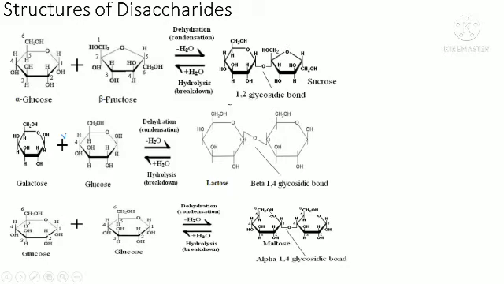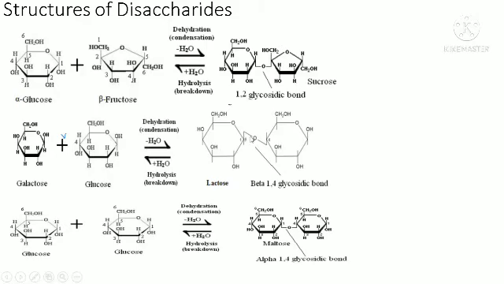One other thing worth noting about these disaccharides is that sucrose is a non-reducing sugar, whereas lactose and maltose are reducing sugars. This is so because in sucrose, you have this 1,2 glycosidic bond forming between the anomeric carbons of the two monosaccharide units.